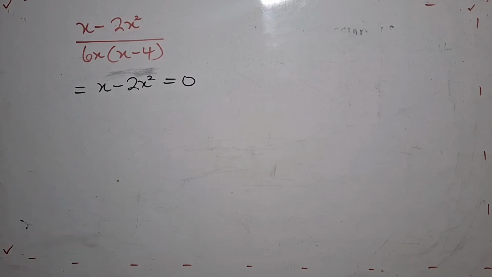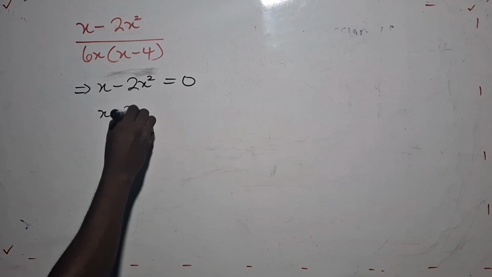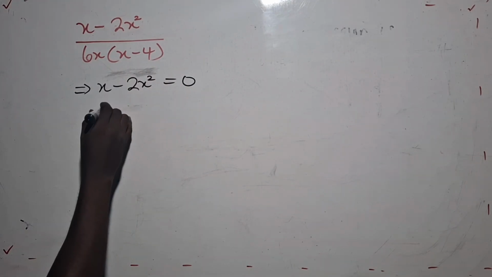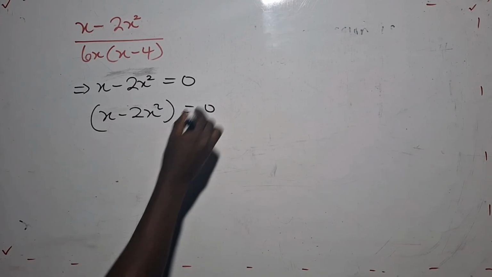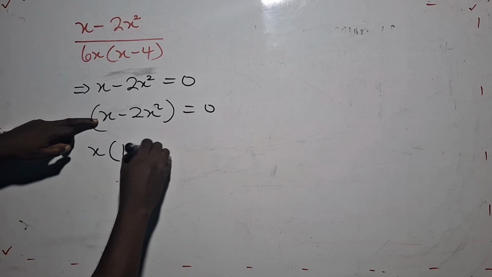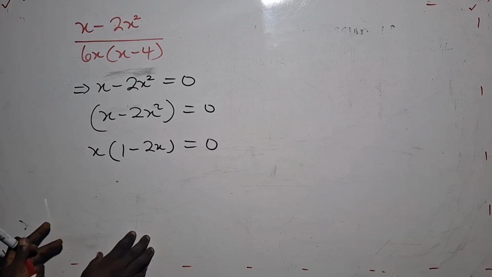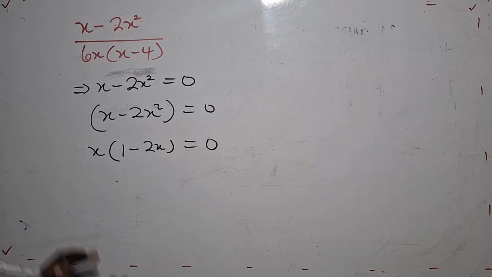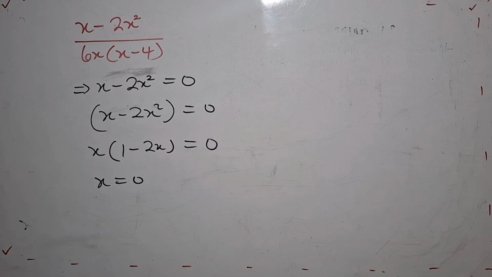Now let's solve this. Before we can simplify it, we have to factorize the x out. The common term is x. So x times (1 minus 2x) is equal to 0. Now we have x here and the expression in the bracket. We are going to equate each of them to 0. So here our x is equal to 0. That will be the first value.